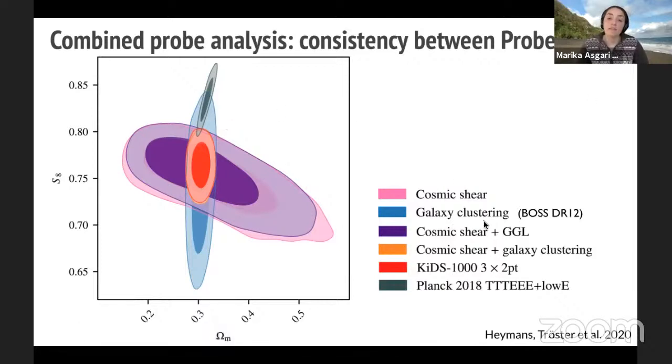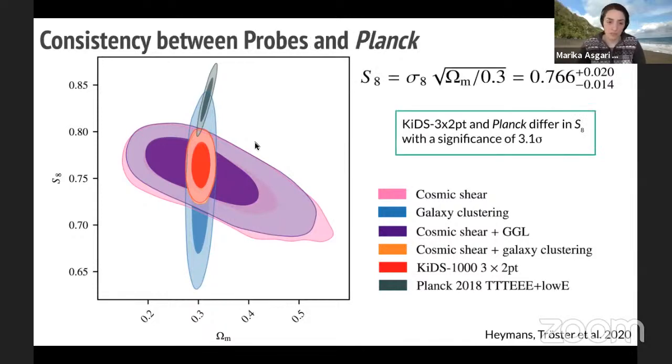And if we combine it with galaxy-galaxy lensing, we get the purple contour. And you can see the purple contour is slightly smaller than the cosmic shear one, but it's not really adding very much information. Now, if we combine all 3 of them, we get the red contour. And you can see the Planck contour in gray on top, and we're still stuck with the 3 sigma tension. So what the clustering data provides is degeneracy breaking between sigma 8 and omega M mainly.